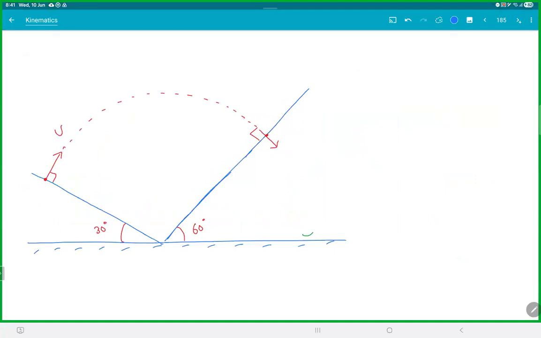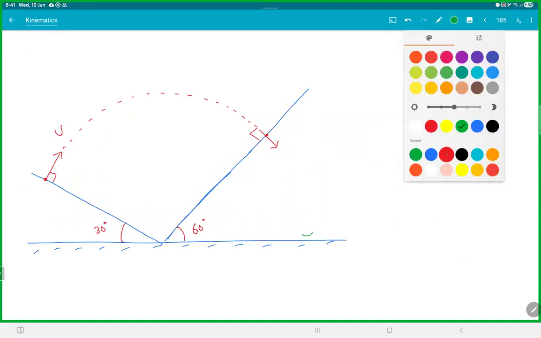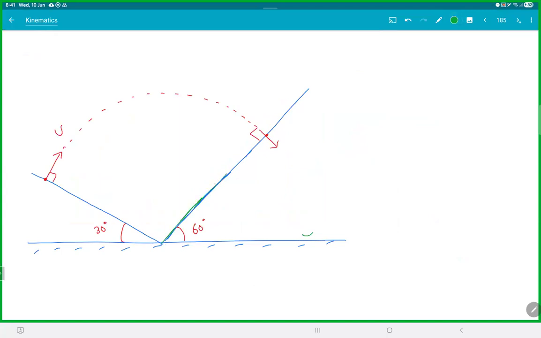So see what we will do here. Consider this as your y-axis. You can choose anything as your x and y. They should be perpendicular. And I will choose this direction as x-axis. So I choose my x and y-axis from here. Now just rotate this bit and write the components here.